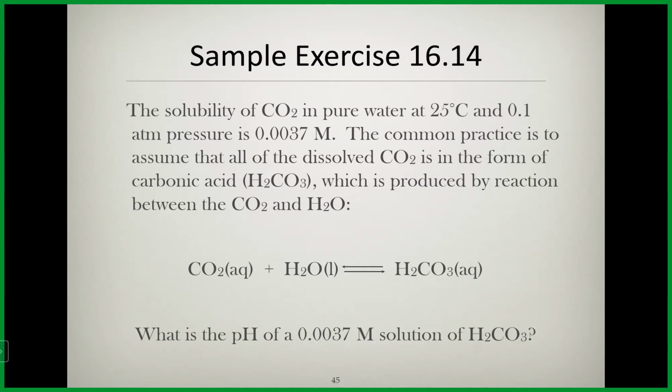And what we want to do is figure out what is the pH of a solution that has that much carbon dioxide dissolved into it. So we've got that 0.0037 molar. We could think of that as the concentration of carbon dioxide. Like I said earlier, though, we can also just directly assume that's going to be the concentration of carbonic acid.